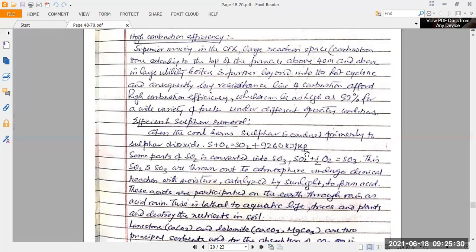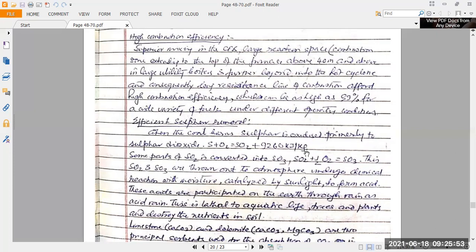Some parts of sulfur dioxide are converted to SO3, due to the presence of a high amount of atmospheric oxygen. The SO2 and SO3 are equally harmful for the atmosphere. They are thrown out to the atmosphere and undergo chemical reaction with moisture, catalyzed by sunlight, to form acid.